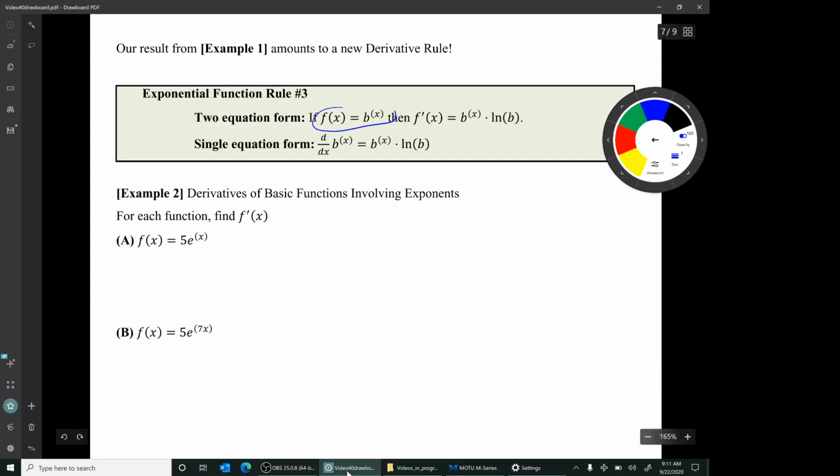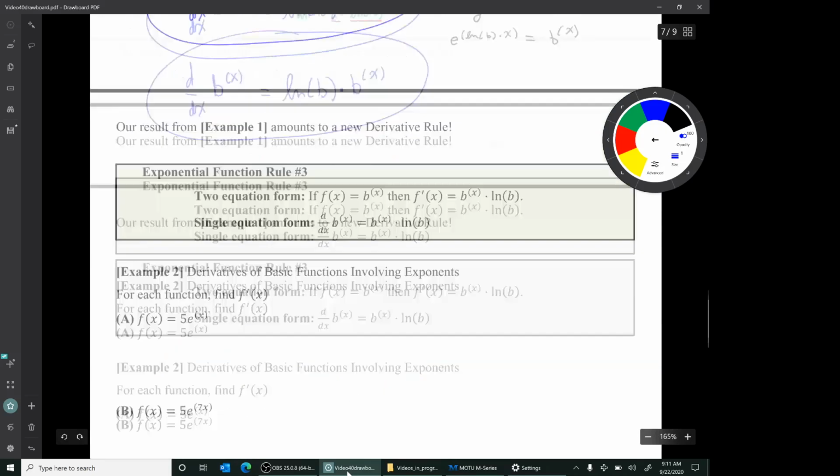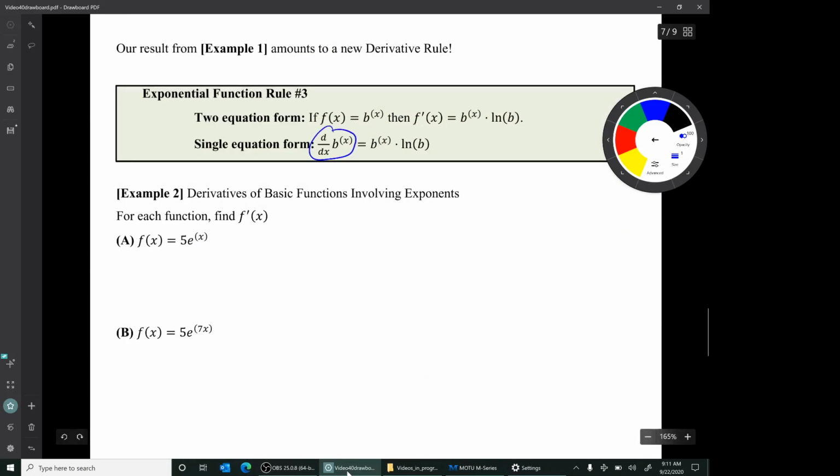If f of x is equal to b to the x, then f prime of x is b to the x times ln of b. In this expression, I've moved the ln of b over to the right side. That's the 2-equation form. Single equation form is closer to what I have on the previous page. Single equation form says the derivative of b to the x is b to the x times ln of b.